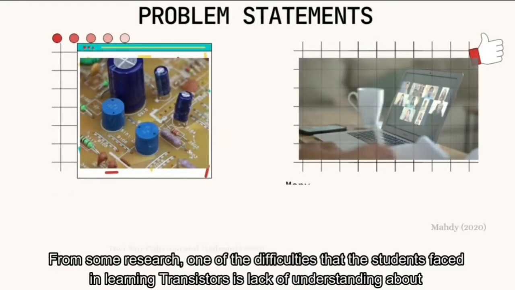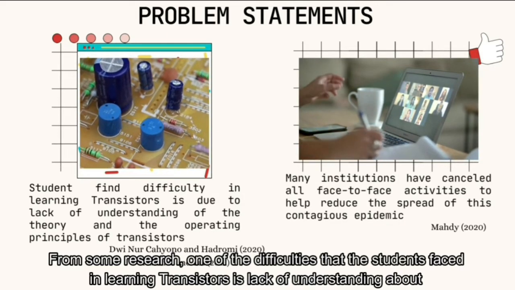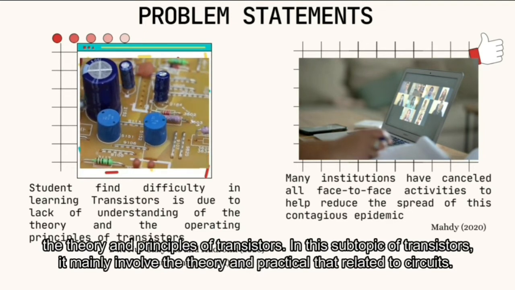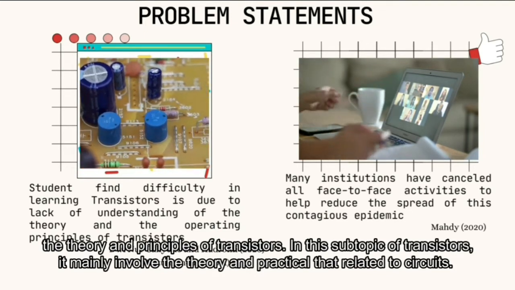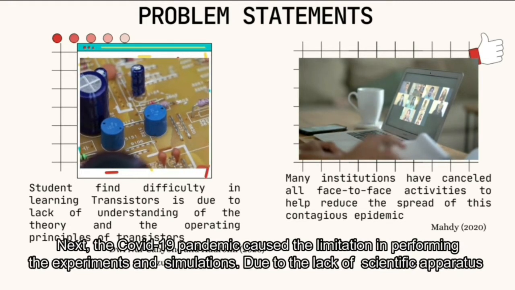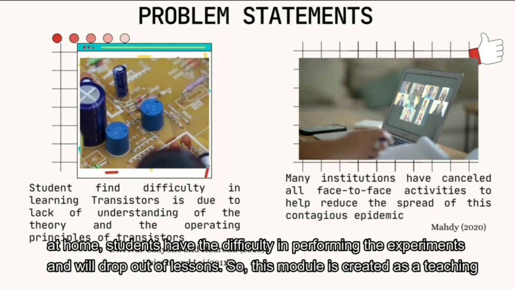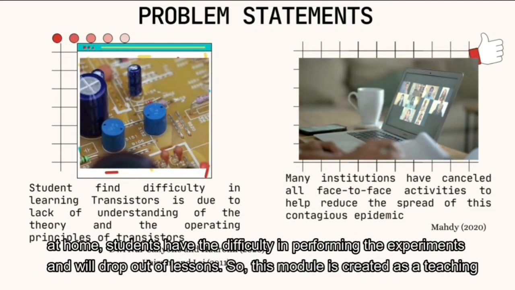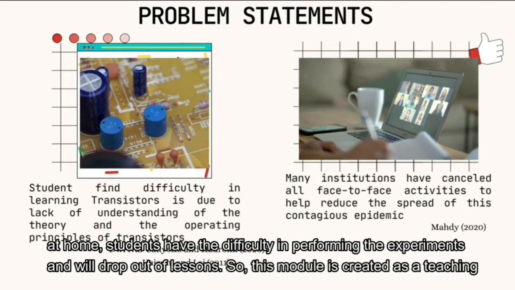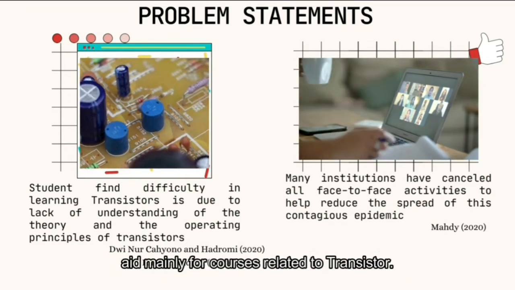From some research, students' difficulty in learning transistor is a lack of understanding of the theory and principles. This subtopic mainly involves the theory and practical work related to circuits. Next, the COVID-19 pandemic caused limitations in performing experiments and simulations. Due to the lack of scientific apparatus at home, students have difficulty performing the experiments and will drop out of the lesson. So, this module is created as a teaching aid mainly for courses related to transistor.